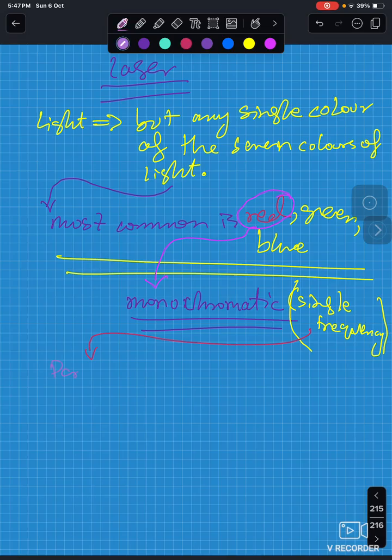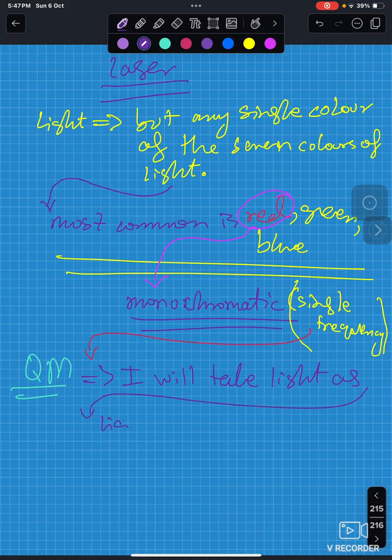Here we'll be taking light. Yeah, one more important thing. Since I mostly talk about quantum mechanics, here I will take light as particle.